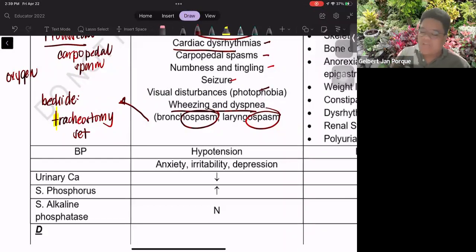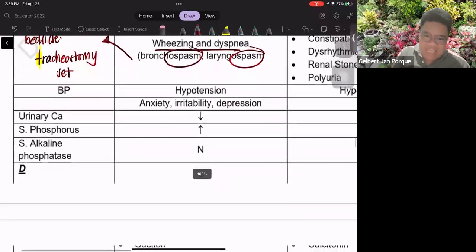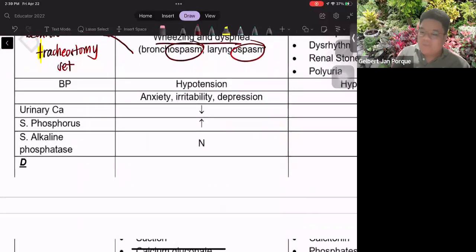And the best way, class, for us to open the airway is through your access to the trachea. That's why you need to have your tracheostomy set on standby at the bedside. Now for the blood pressure, hypotension is expected. And then, class, your patient may also manifest with anxiety, irritability, and depression.